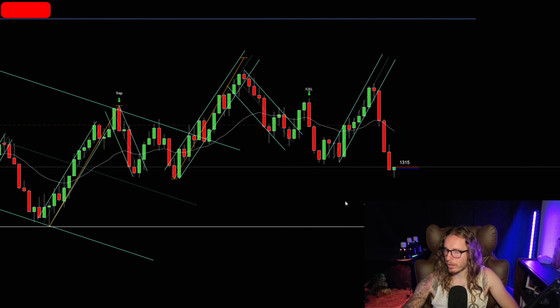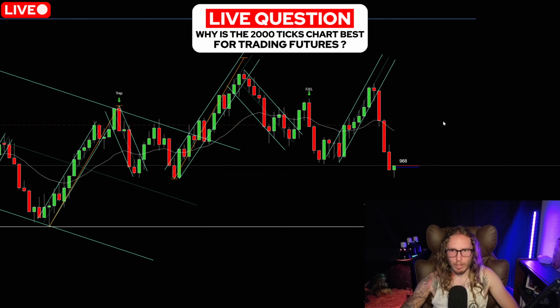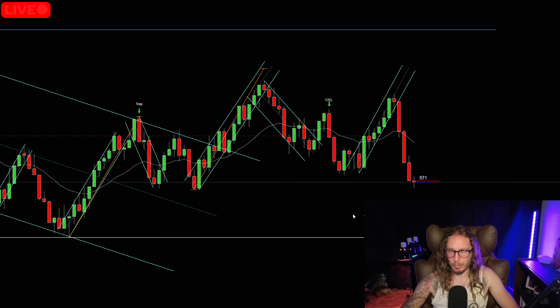You're wondering why the 2000 tick chart's the best for the ES futures and not a bigger or smaller tick chart. Well, the 2000 tick chart for me works because of the time frame that it represents. It's typically printing anywhere from like 15 seconds per bar to about 2 minutes per bar, depending on the time of day. Obviously in the overnight it's a lot slower, but for me it just represents the price action similar to a time frame that I would trade as a scalper.